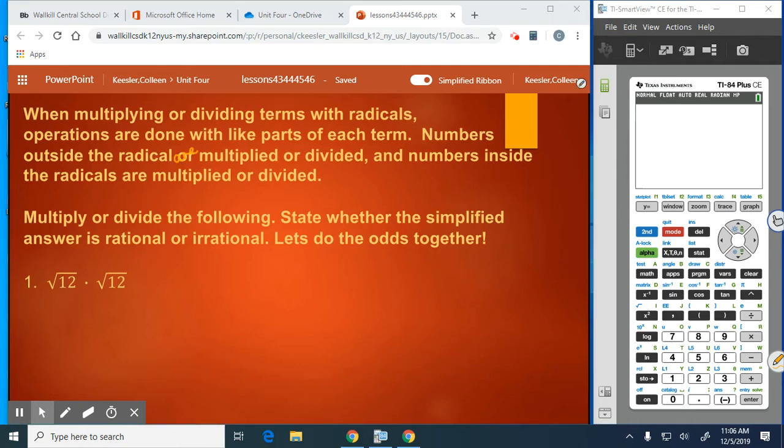Multiply or divide the following. State whether the simplified answer is rational or irrational. Let's do the odds together. So in this case, like it says, we multiply the like parts.